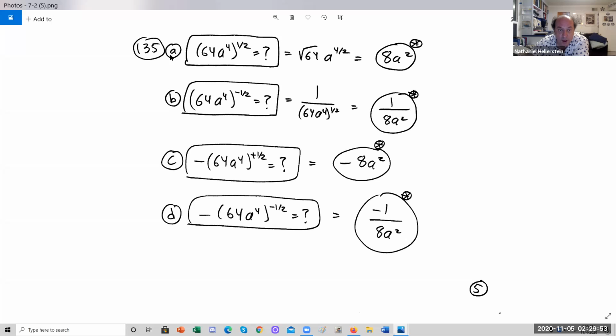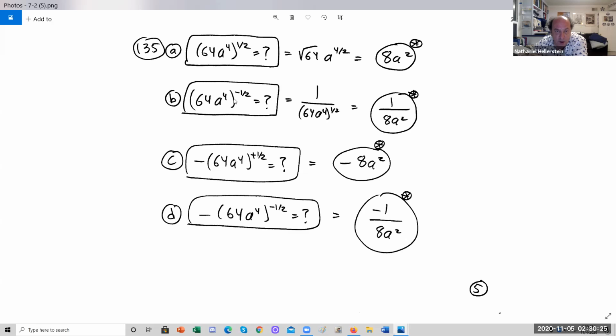Here you have 135 A, B, C, and D. One of these look-alike problems. And we're putting a negative sign in the exponent, negative sign outside. Okay. 64 a to the fourth to the half is what? Well, square root of 64, a to the 4 halves, that's 8a squared. Now, jumping to D, minus all this to C. It'll be the same, along with a minus in front, minus 8a squared.